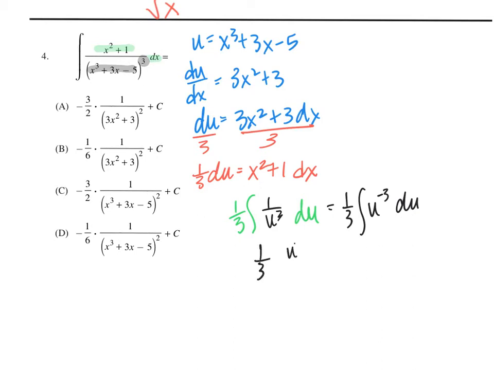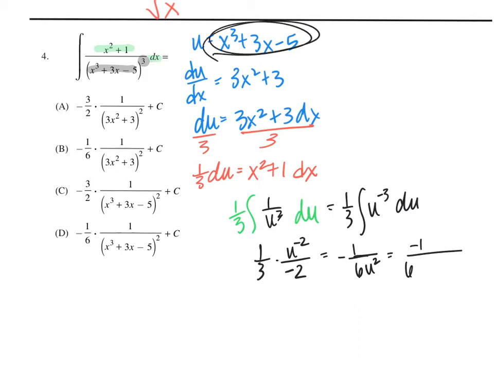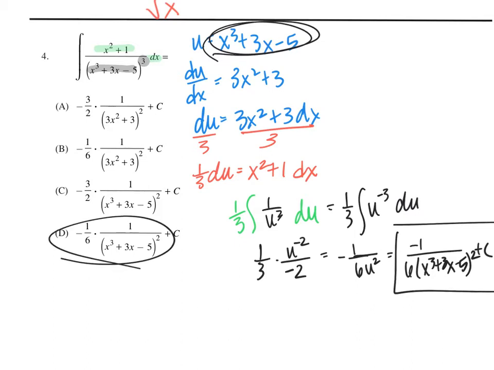I'm going to add 1 to my exponent. That brings it to -2. Dividing by a -2 would leave me with -1/6, and I'm going to bring my u down squared. When I replace my u back in, I'd have -1/6. My u was x cubed plus 3x minus 5, and I've got to square it. Always remember our plus c, and this answer is D.